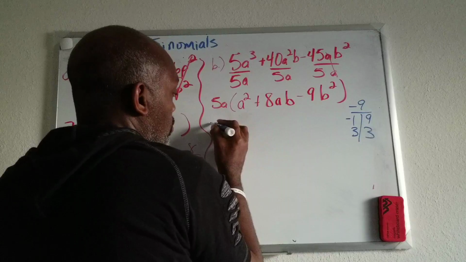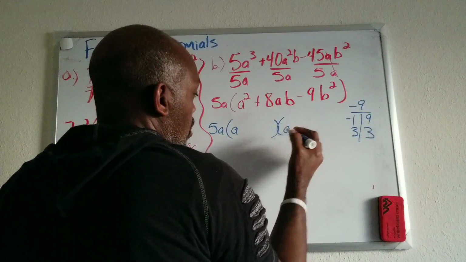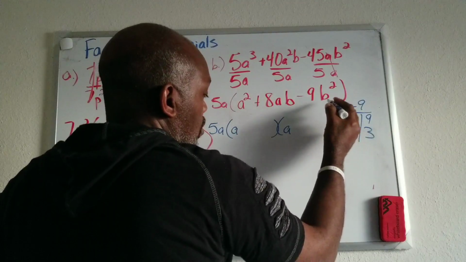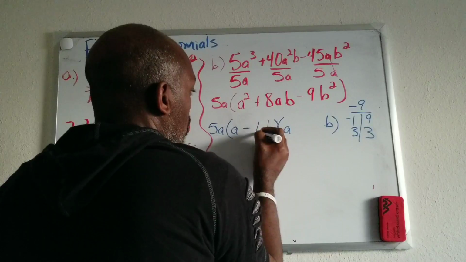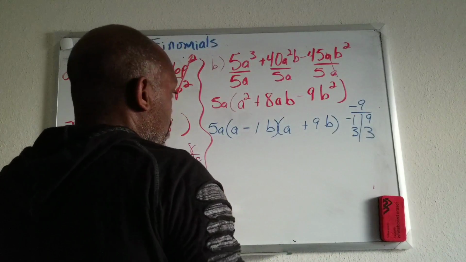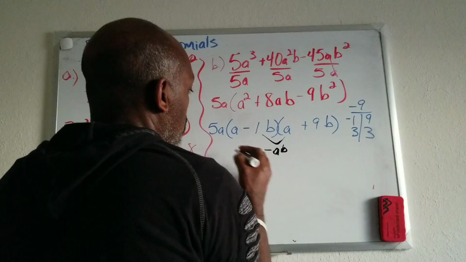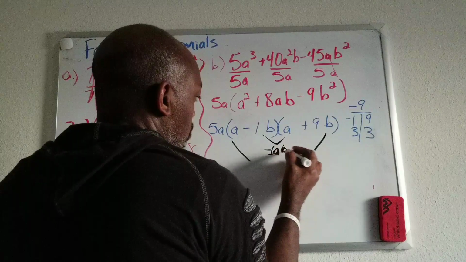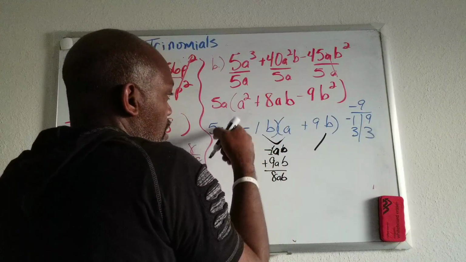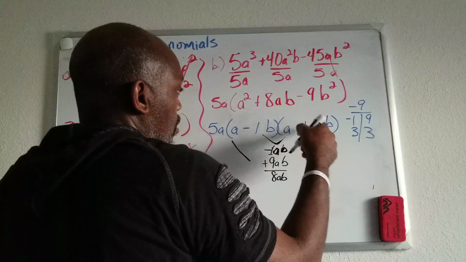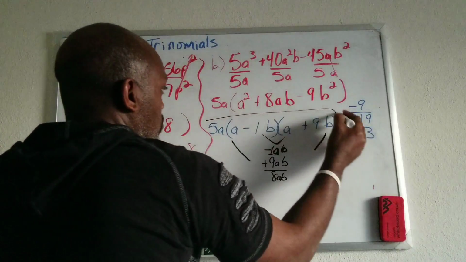All right, so we end up with 5a. We got a, right? And then we have another a, because a times a is a squared. And then the last term has a b, so b times b is b squared. All right, so we're going to use -1 plus 9. Checking it, this is negative ab, and then this is 9ab. Add those together, and you get 8ab, which is our middle term. And we just talked about a times a is a squared. Negative b times 9b is negative 9b squared. Okay, so this is your answer.